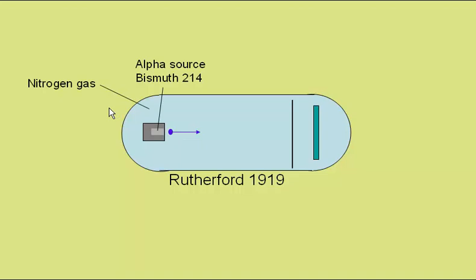The container was filled with nitrogen gas. There was a thin metal shield here protecting a zinc sulfide screen. What Rutherford saw was scintillations on the screen, showing that something had got through. He knew alpha was incapable of travelling this distance in a gas and through a thin metal shield. It must be something else.